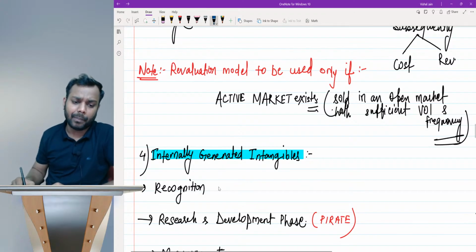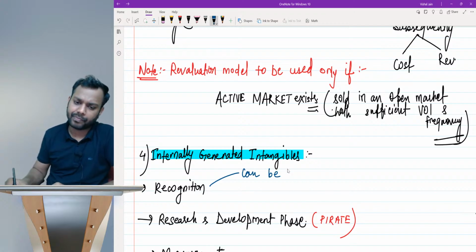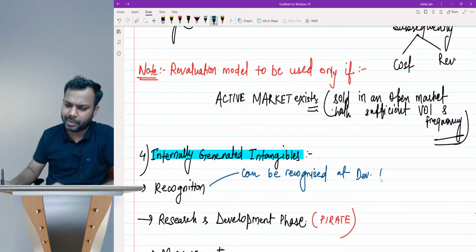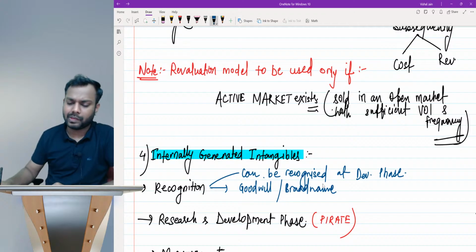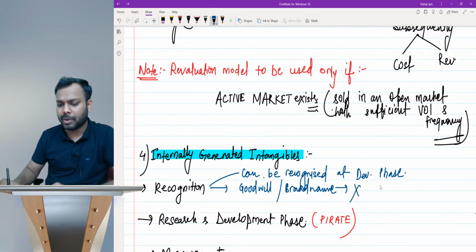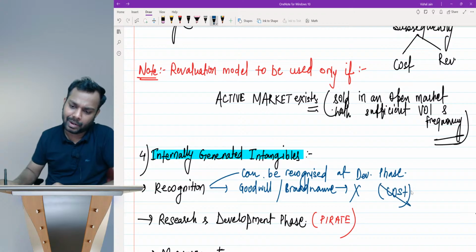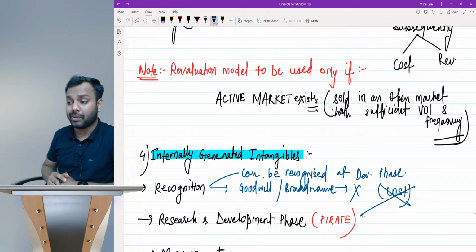So for internally generated intangibles, recognition can happen, but only at the development phase. Definitely we'll discuss what the development phase is. But for assets like goodwill and assets like brand name, they will not be recognized. Why? Because cost is not available for these.